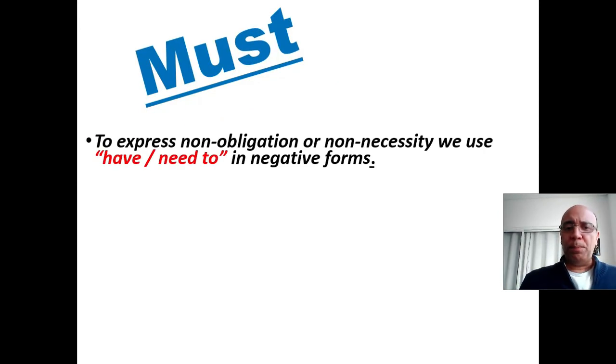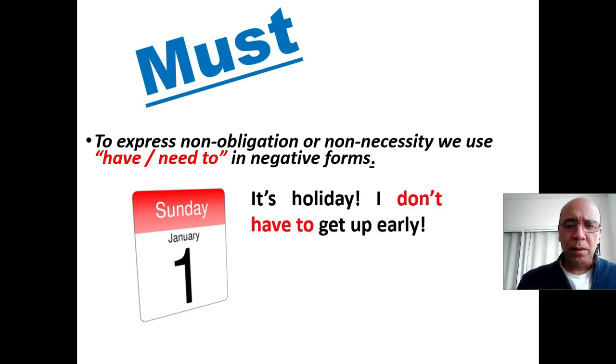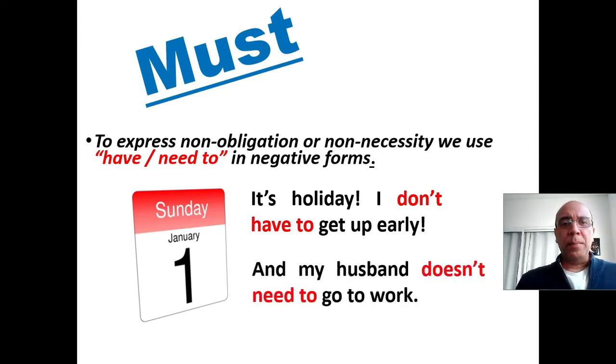But if you want to express non-obligation or non-necessity, we use have to and need to in negative forms. In this case, we use the simple present structure. For example, we have here a calendar, January 1st, Sunday. So let's consider these examples are said by a woman. She says, oh, it's a holiday. I don't have to get up early. And my husband doesn't need to go to work. So it's a holiday.